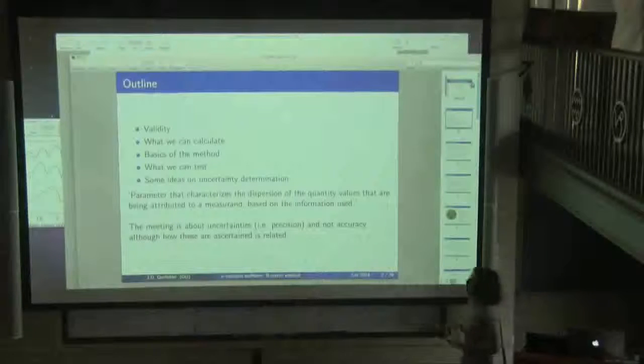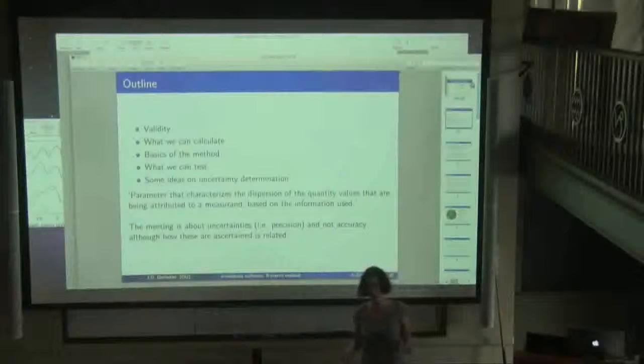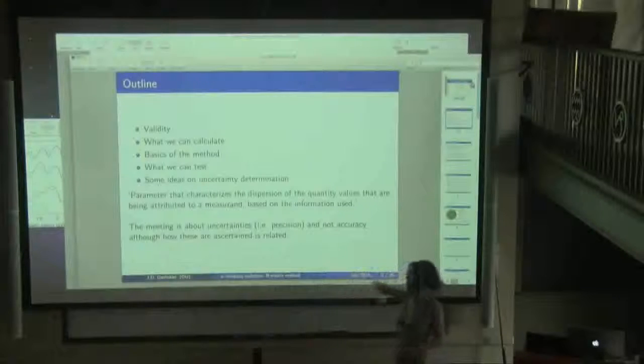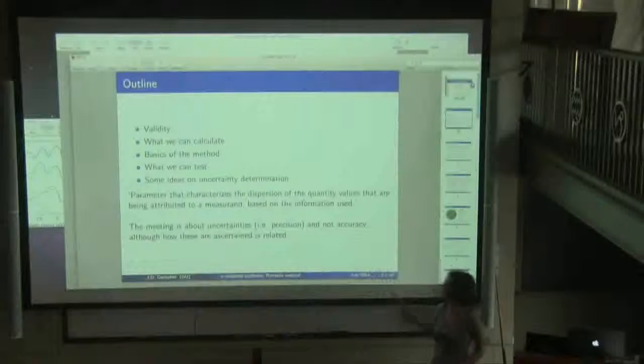Okay, so what I'm going to try to do in my talk is to talk about the R-matrix method, as applied to electron-molecule scattering, with the idea of telling you how we use the method to try to ascertain where the uncertainties come from. Okay? So we'll talk about the basics of the method, what we can test, how we do it, and I will hopefully finish with some ideas on uncertainty determination.